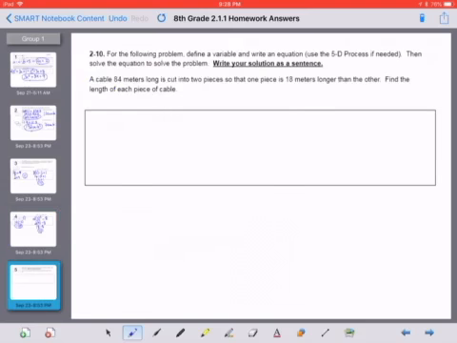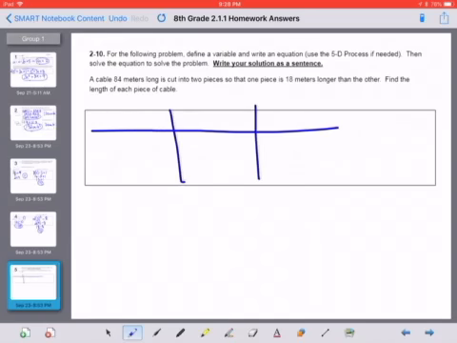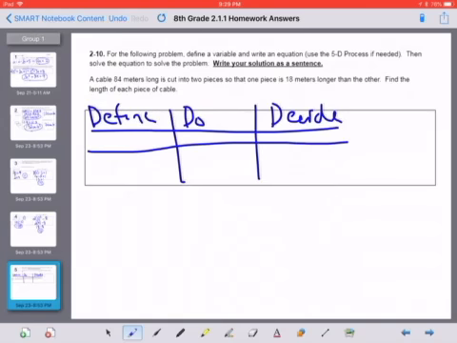So several people have been having difficulty with this kind of problem. Basically, you need to write an equation. I'm not giving you guys credit if you do not write an equation. So it says, for the following problem, define a variable and write an equation. We can use the 5D process, which is how I have been showing to set them up. So we have the define, the do, the decide. So it tells me in this problem that I have a cable cut into two pieces.